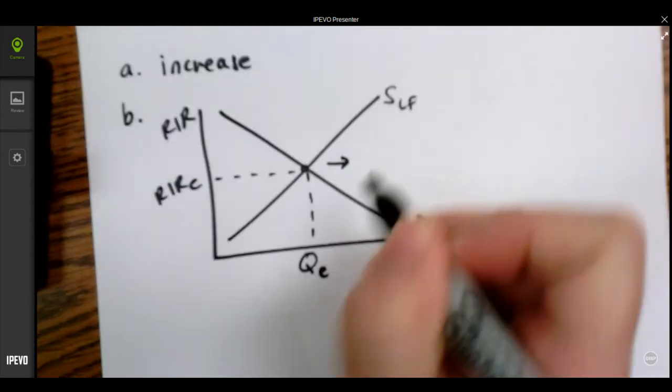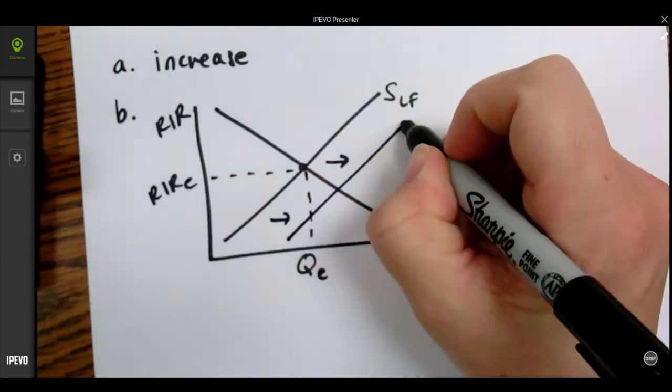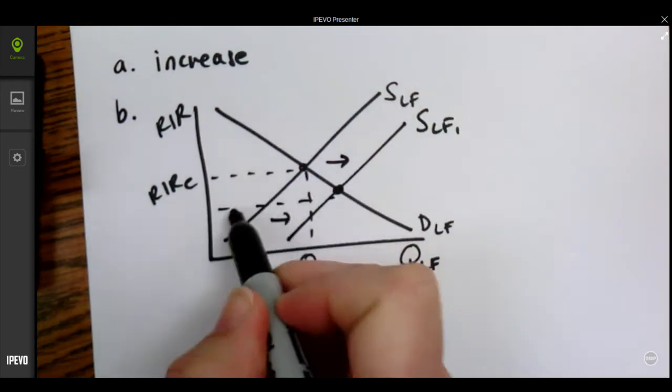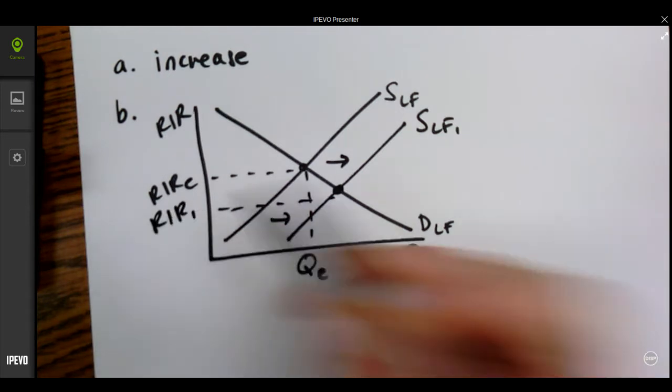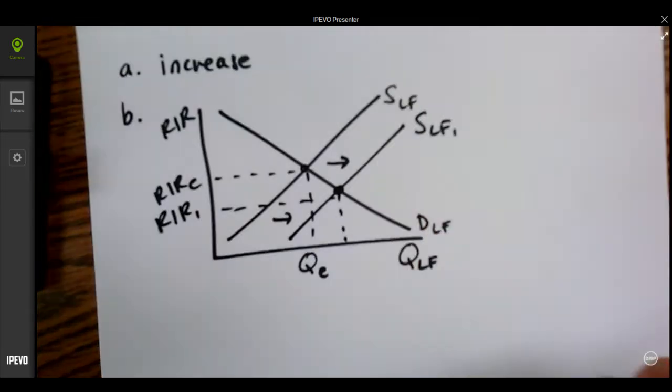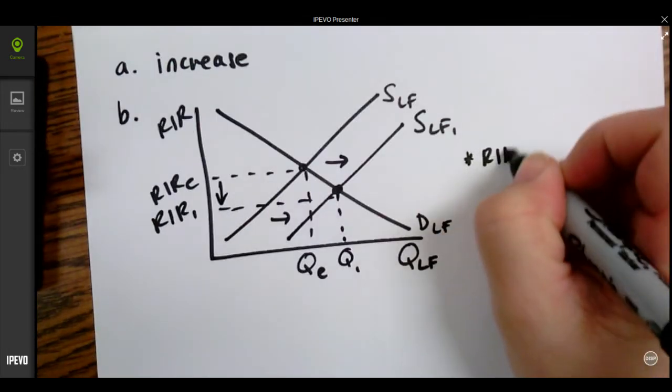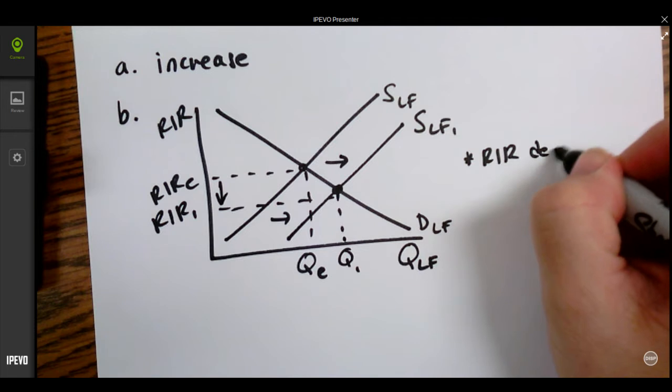So if they're going to put more money away in savings, then the supply of loanable funds is going to shift to the right. And we're going to slide that line to the right. The interest rates are going to fall. And we are going to write a little caption on the side that says real interest rates decrease.